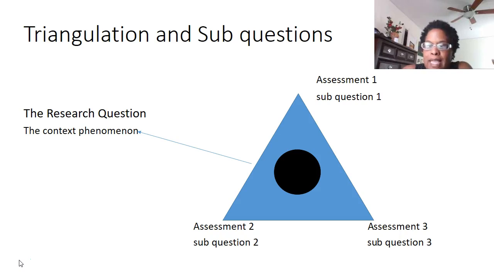For about 10 minutes or less, I want to share with you some of my thoughts about how triangulation, sub-questions, and the thesis paper go together and support holistically coming up with conclusions about what you're trying to study. So we all have a research question, and we're all looking at a research question.